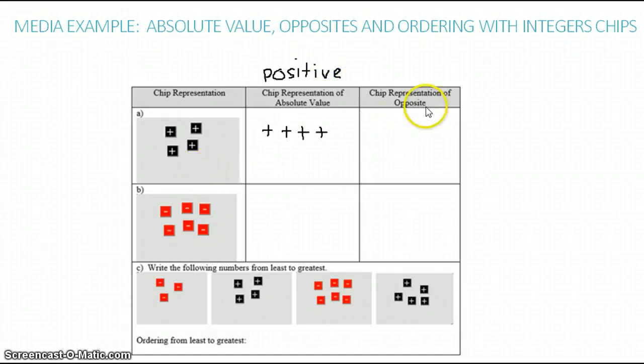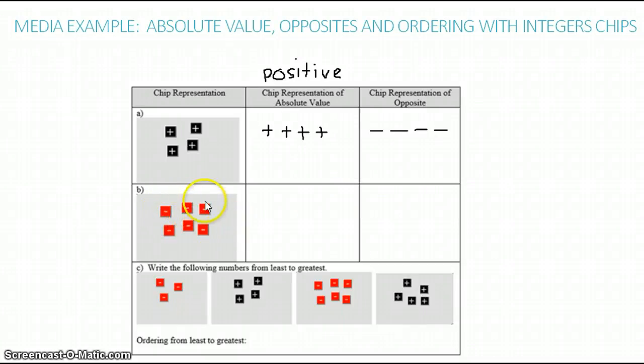Okay. Now the chip representation of the opposite, a nice way of thinking of the opposite using the chips is you're using the same amount of chips but just changing all of the signs. So since this was 4 positive chips, the opposite will be 4 negative chips. Let's look at the next one.